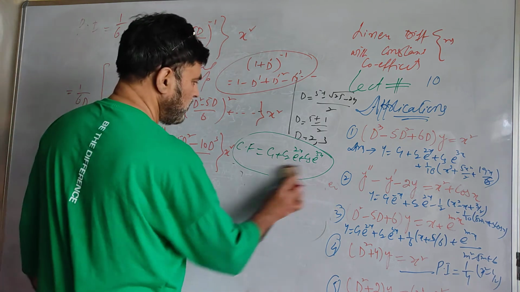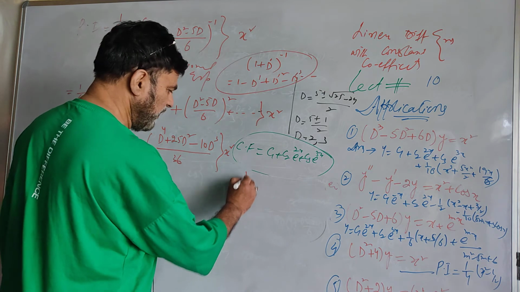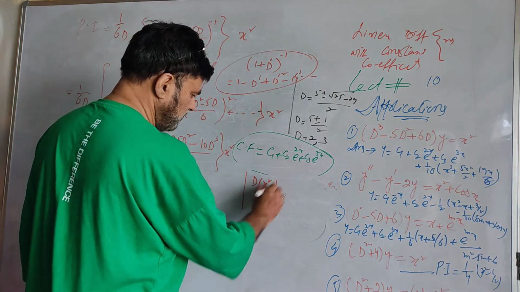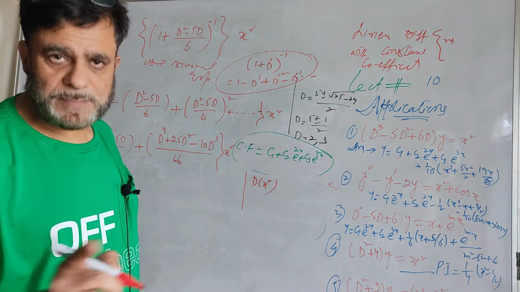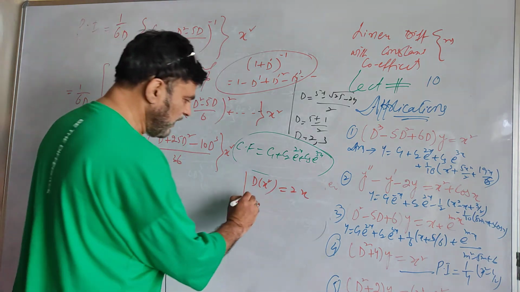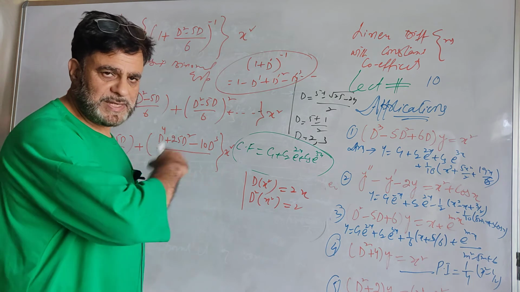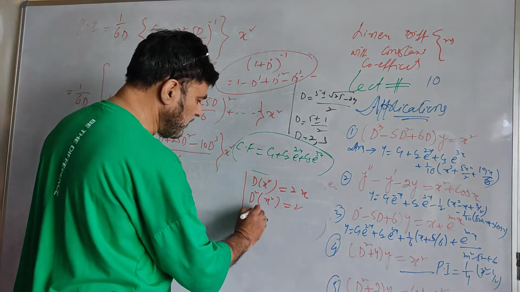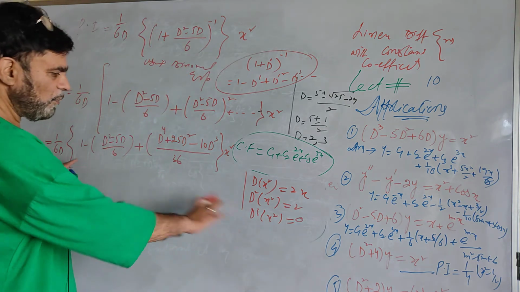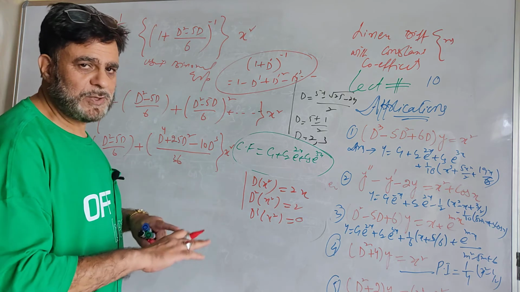Just look here, very important. When you write d of x square, what does that mean? You are writing the derivative of x square with respect to x. It is 2x. When you write d2 of x square, what is that? It is 2, the second derivative. When you write d cube of x square, what is that? It is 0. So from this I will omit d cube and higher powers, because the third derivative of x square is 0.